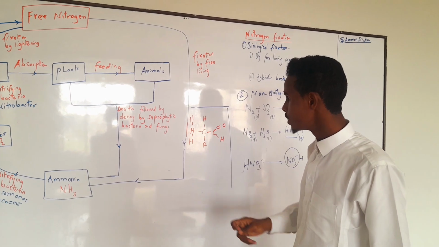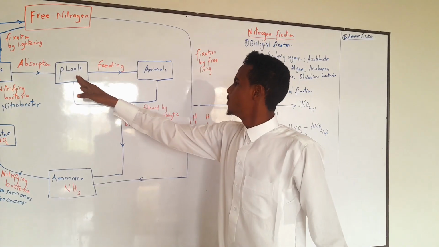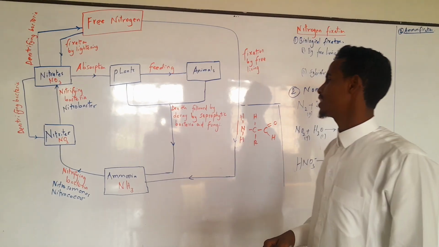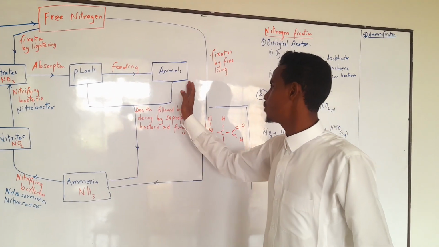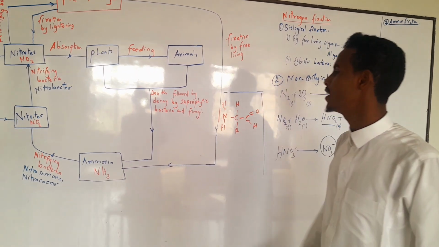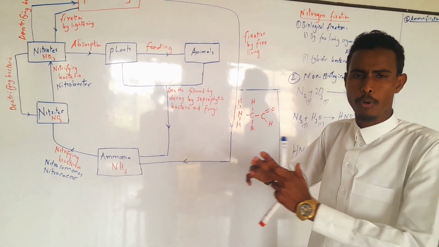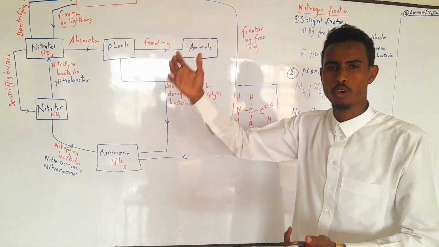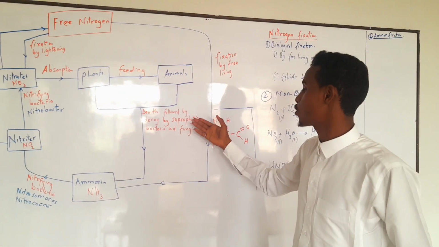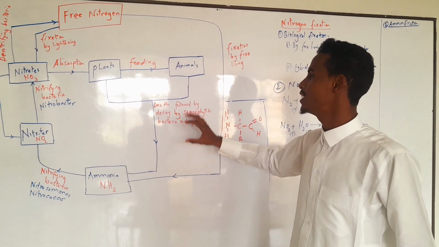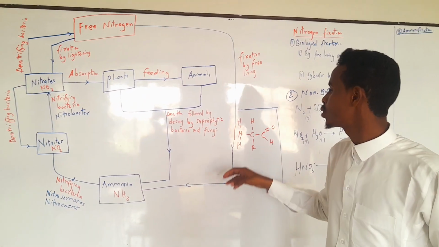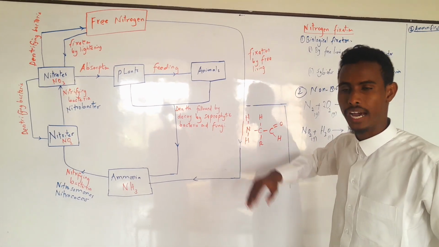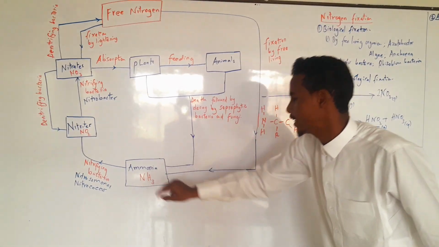Now, finally, when these plants and animals die, nothing lives forever, they are acted upon by something called the saprophytic bacteria. The saprophytic bacteria and fungi break down the dead plants and animals and release ammonia. Now, this ammonia again is taken here.